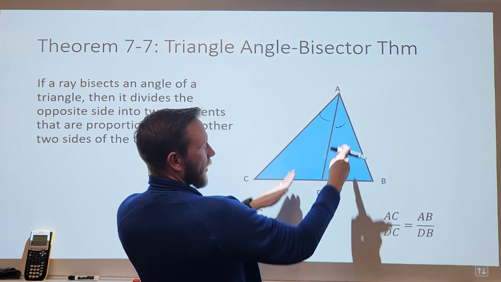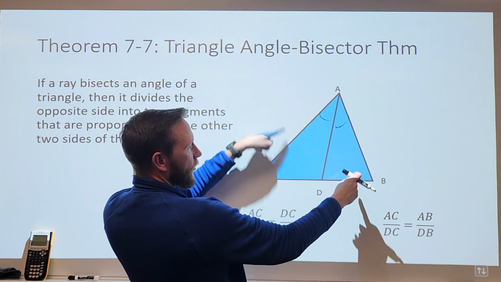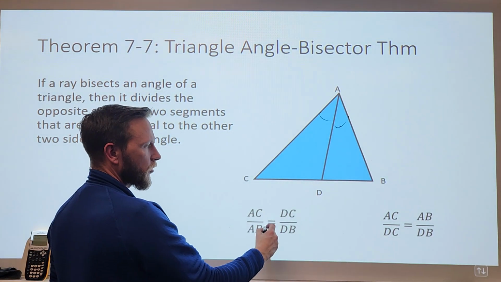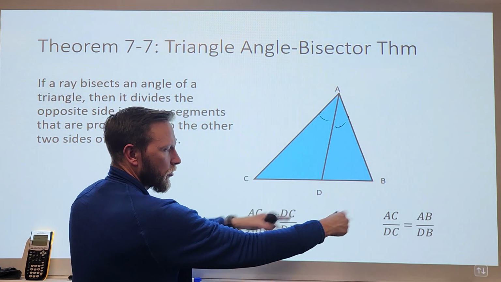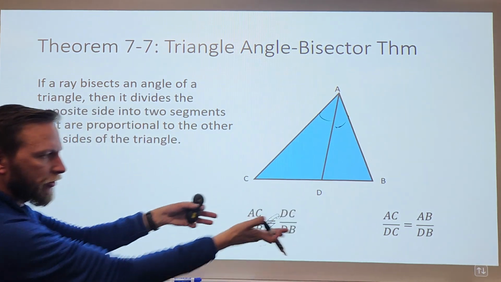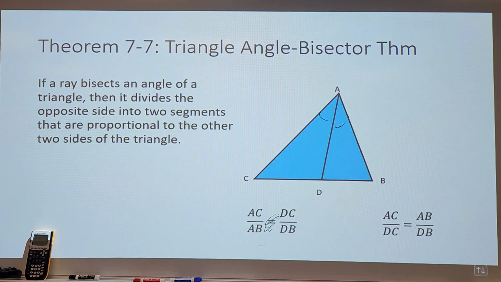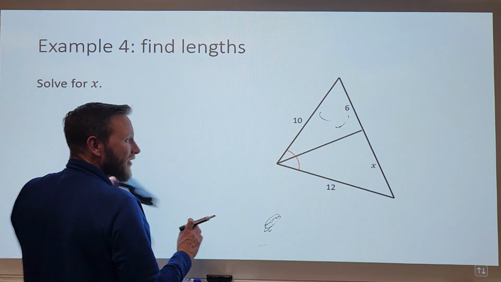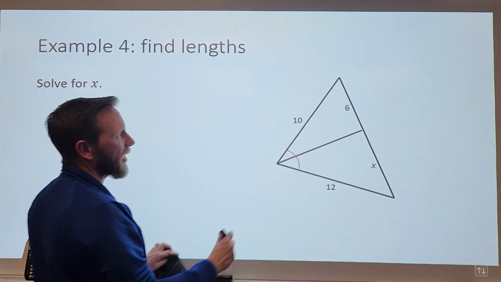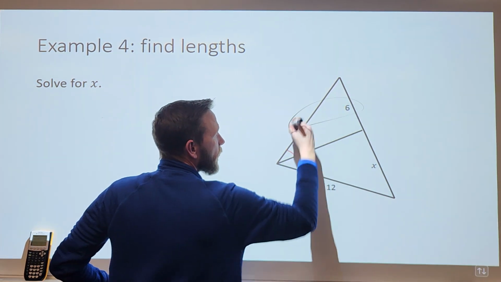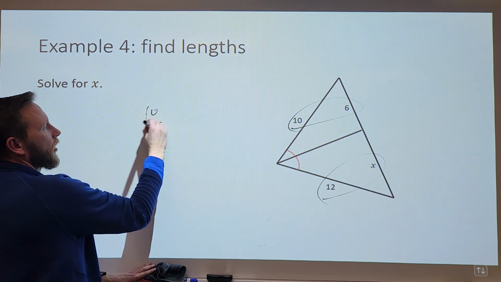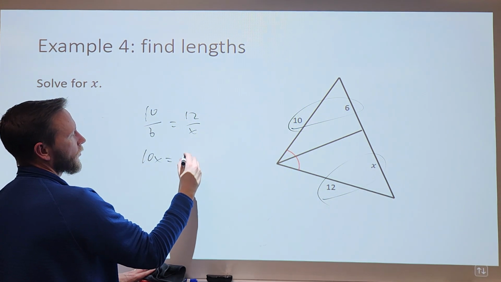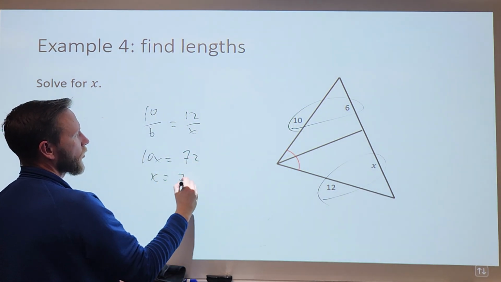This part is proportional to that part, or this over that equals this over that. All right, so I've got both of them written, because again, if you're just swapping that numerator for that denominator, it's the same proportion. Those are rules of proportion from your pre-algebra. All right, so with that, let's make this as easy as possible. If this angle is bisected, then that means that 10 over 6 is going to equal 12 over x. Cross multiply to solve. 10x is equal to 72, so x is equal to 7.2.